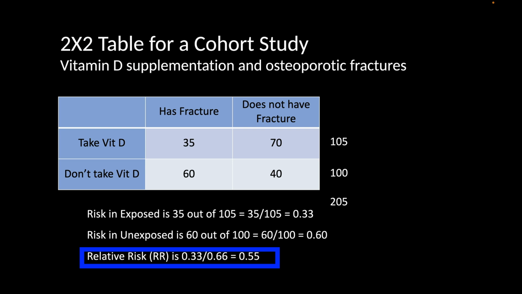So the risk in one arm divided by the risk in the other arm. And by convention, we tend to put the exposed group in the numerator. So our exposure here is vitamin D. So we would put vitamin D up top and find that the relative risk of having a fracture if you take vitamin D is 0.55, or you have a 45% reduction in your risk of an osteoporotic fracture if you take vitamin D, according to this cohort study.